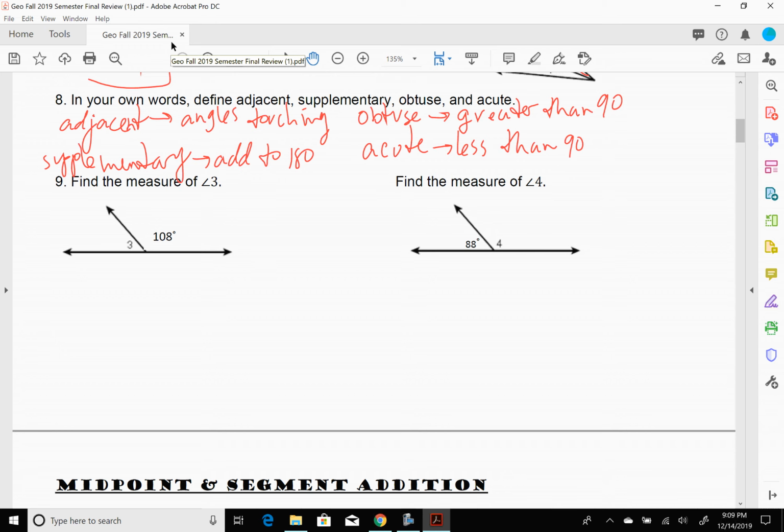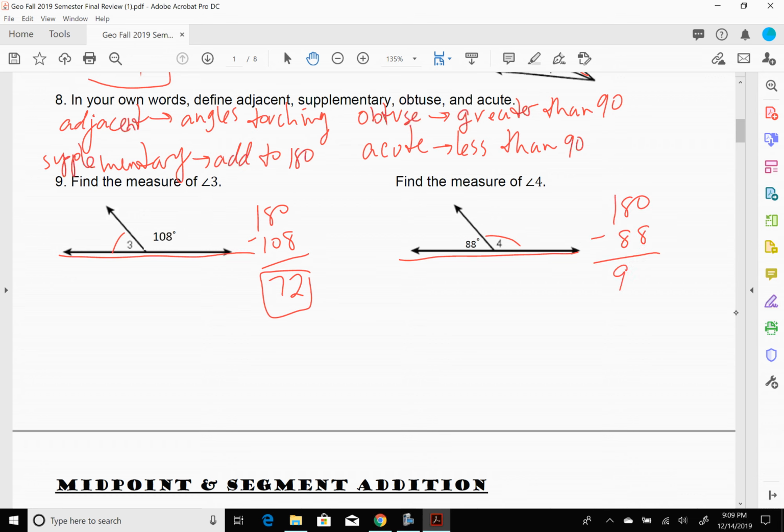Question 9 here. It says find the measure of angle 3, and then over here they want us to find the measure of angle 4. So in both of these pictures, the two angles together make a straight line. So they have to add up to 180. So you do 180 and take away the one that you know. So 180 minus 108 is 72. And then over here, you do 180 minus 88, and that's 92.